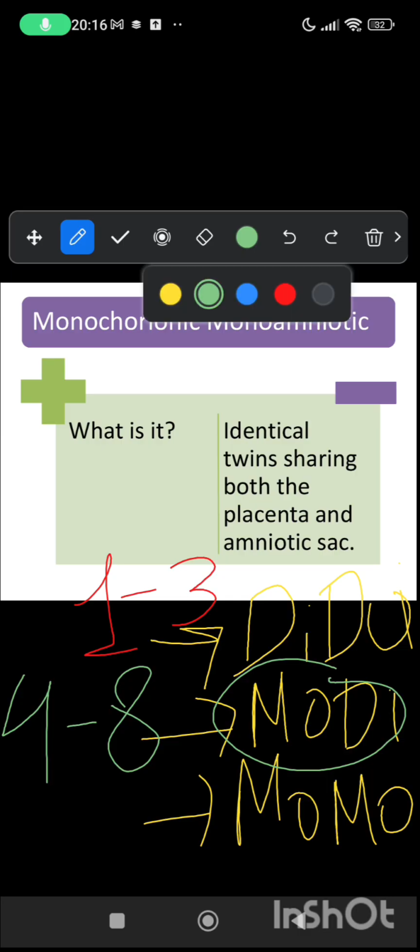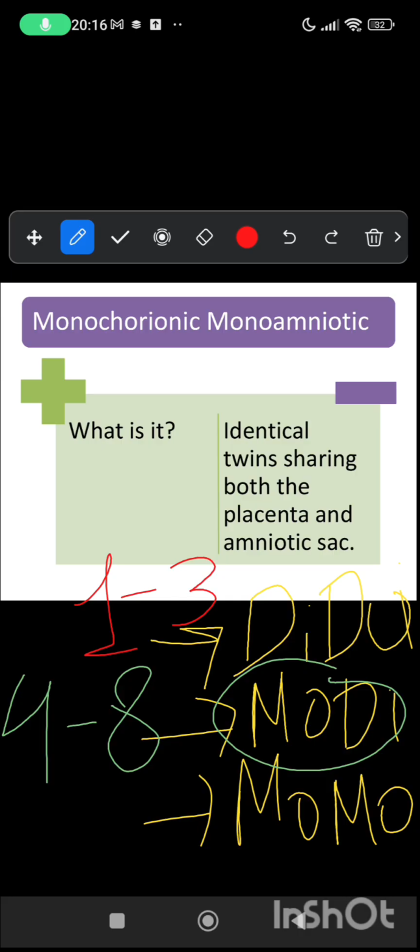Okay, next one. If the separation happens between 8 to 13 days, it results in monochorionic monoamniotic twins. So how is it different from the others? Anyone?